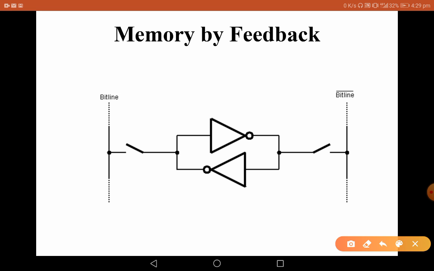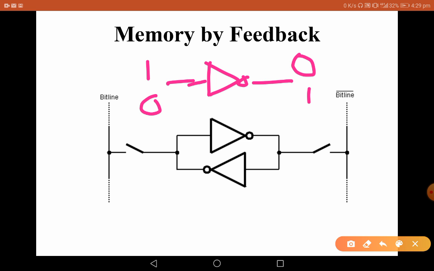Let's discuss what RAM is. Here we can see this is one inverter. I discussed the working of an inverter. An inverter inverts logic. If we have 1 as input, the inverter gives 0 as output. If we have 0 as input, the inverter gives 1 as output. Here the inverters are connected back to back, so the output of the first inverter is the input of the second, and the output of the second is the input of the first.